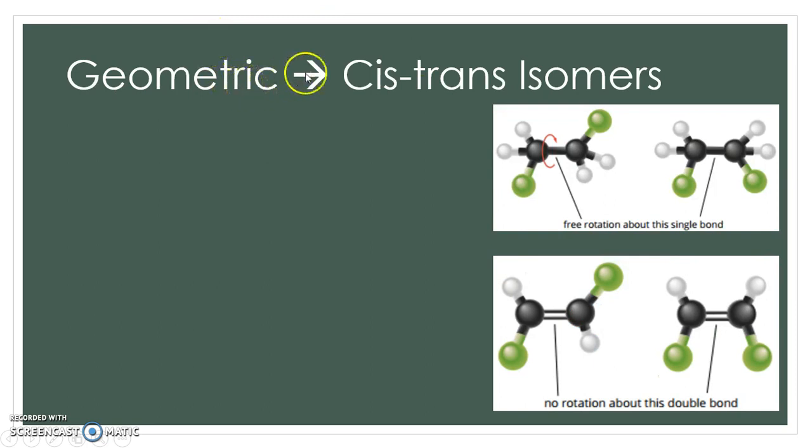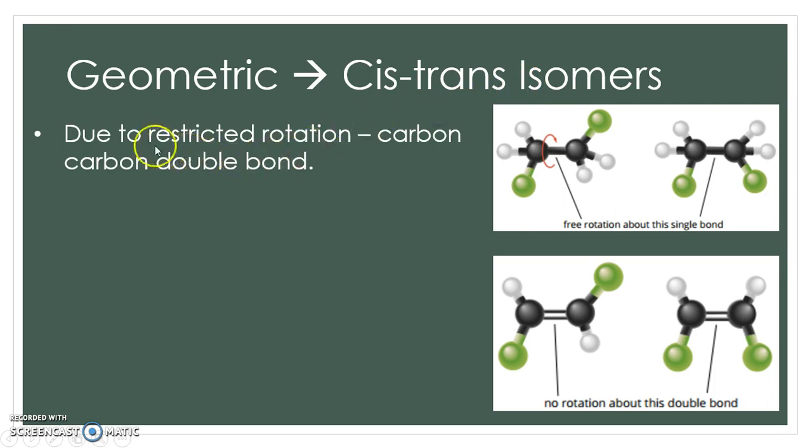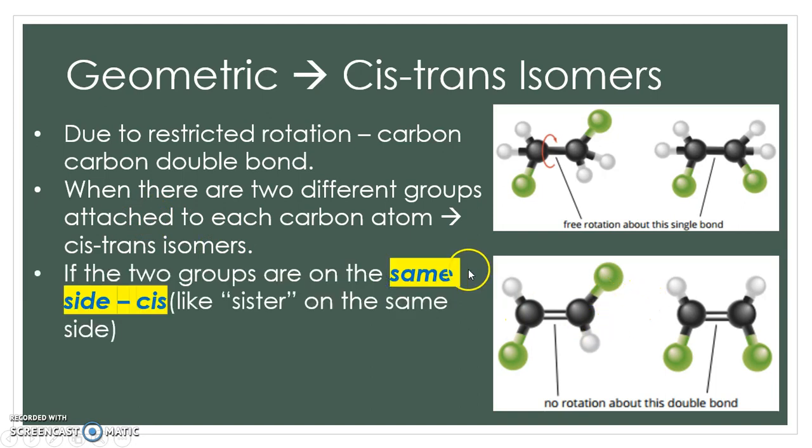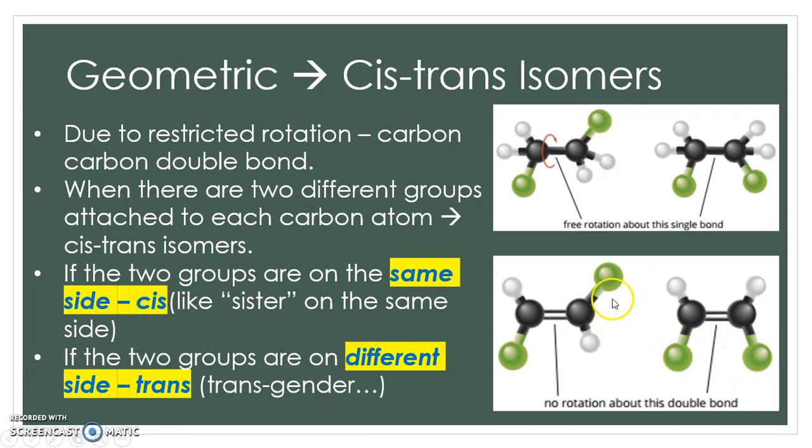Geometric isomers, we are referring to cis and trans isomers. It's normally due to the restricted rotation of a carbon-carbon double bond. If there are 2 different groups connected to the same carbon, and it's the same case for both carbons, then you will have a cis and trans isomer. That is, if the 2 larger groups are on the same side, they're called the cis isomer. And if the 2 larger groups are on different sides, then they are the trans isomer.